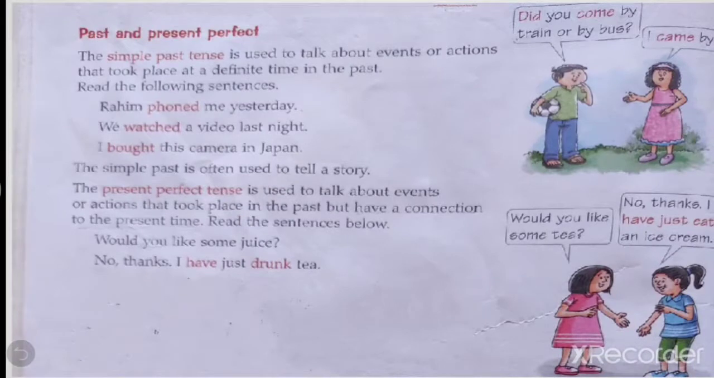So look here. The simple past tense is used to talk about events or actions that took place at a definite time in the past. Means the action already finished in the past, which started in the past and completed in the past. For that we have to use simple past tense.